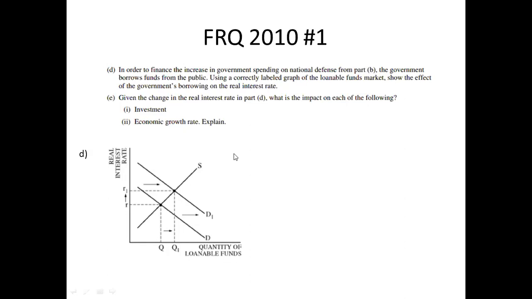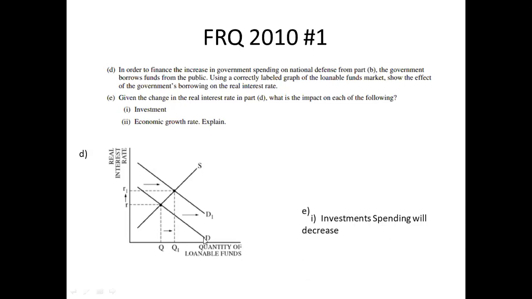Okay, Part E, given the change in the real interest rate in Part D, what is the impact of the following? Investment, economic growth rate, okay? I'm sorry, I skipped a point. Back to D. It says show the effect from Part B. Well, there's an increase in demand. Why is there an increase in demand? Because the government did not raise taxes, so in order to spend money, they need to borrow money. Demand goes up. Okay, you get a higher interest rate, higher quantity.